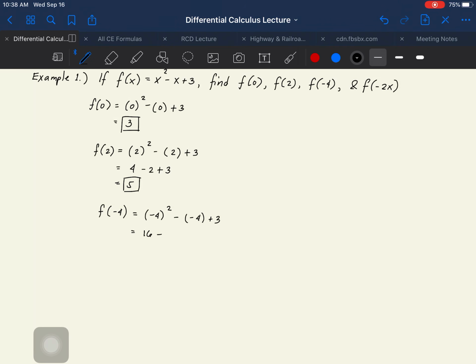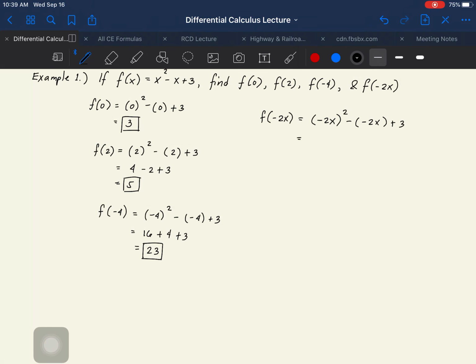So we have there positive 16 plus 4 plus 3. Now the answer here is 23. And the last one for example 1 is f of negative 2x. So we will just substitute negative 2x for x. So we have there negative 2x, in parentheses, squared minus the parenthesis. See that? The benefit of the parenthesis.